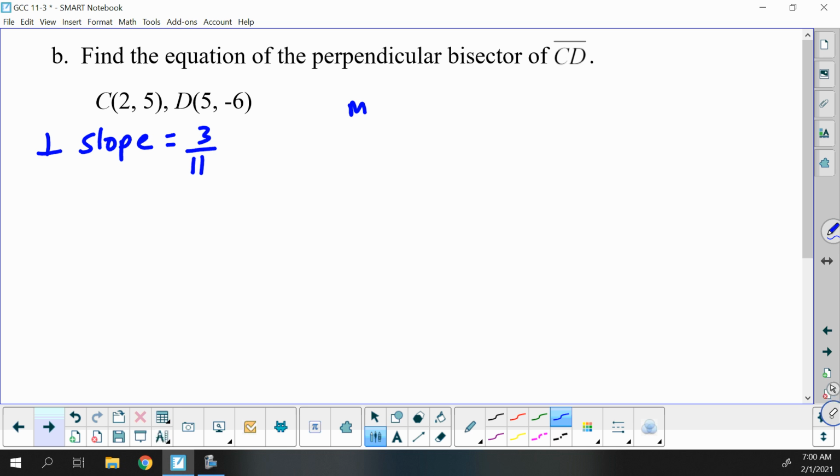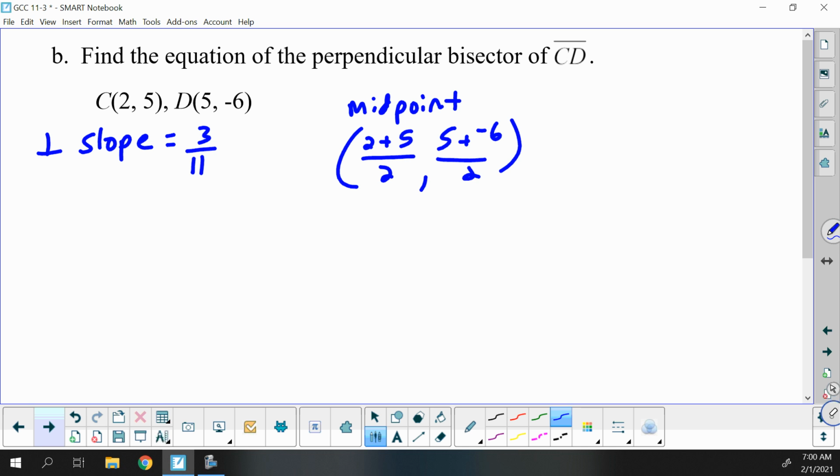Well, now we need our midpoint, because the point that a perpendicular bisector should pass through is that midpoint. Well, just like we saw on the homework, add your x's, divide by 2, add your y's, and divide by 2. So we're going to get either 7/2 or 3.5, and we'll get negative 1/2 or negative 1.5. Personally, I like to leave them as fractions, but if it's a terminating decimal, you could leave it as a decimal if you wanted. Now, we'll just work with our equation of a line and sub in our slope and our point. So we're going to have 3/11 x plus b.